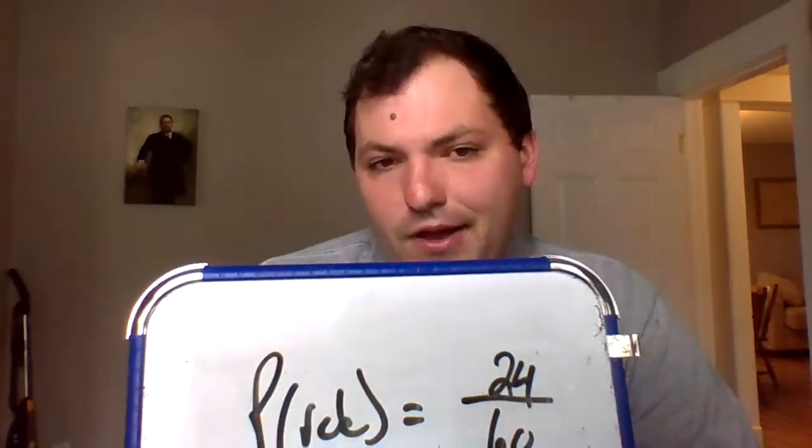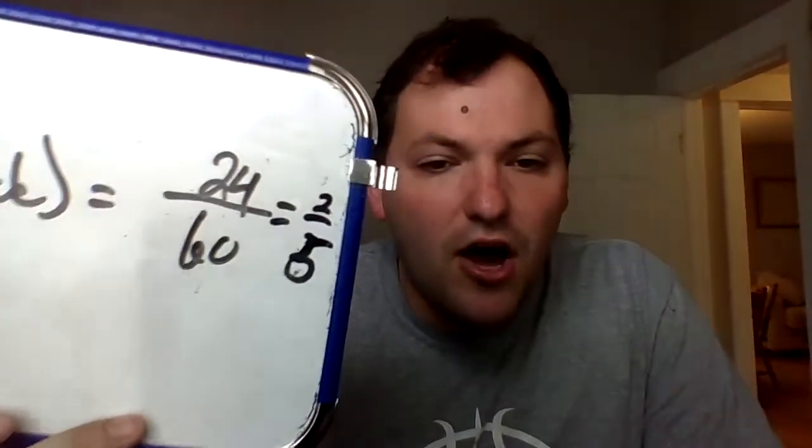Now I'm going to reduce that because I can take some numbers out of both. I can take a 6 out of both, and I can take a 2 out of both. When I take 6 and 2 out of both of them, I'm left with an experimental probability of 2/5. Now remember, that's the experimental.